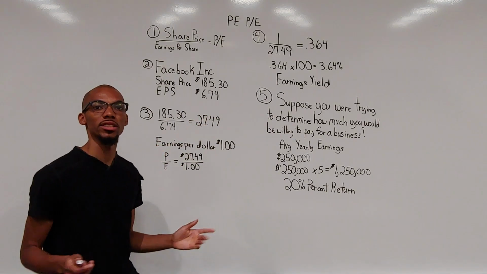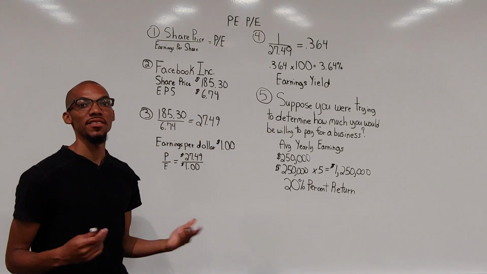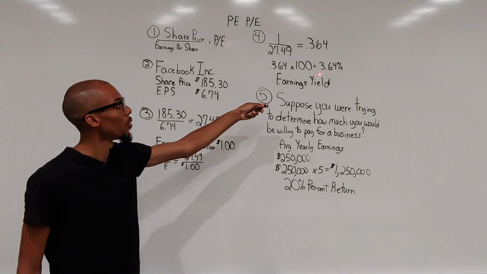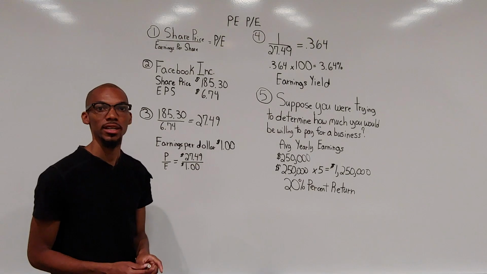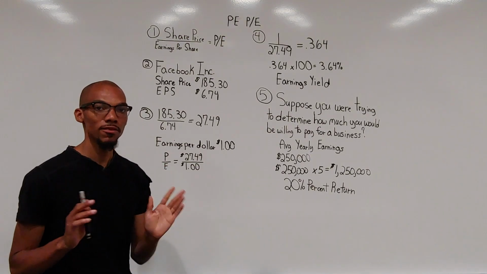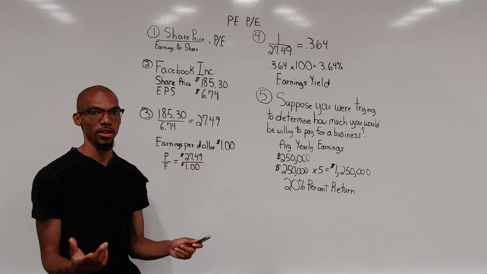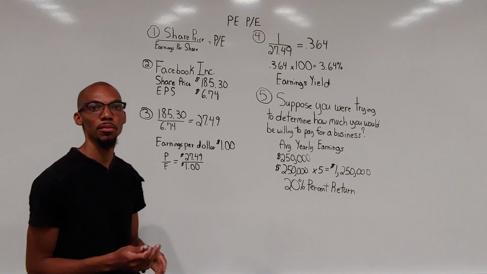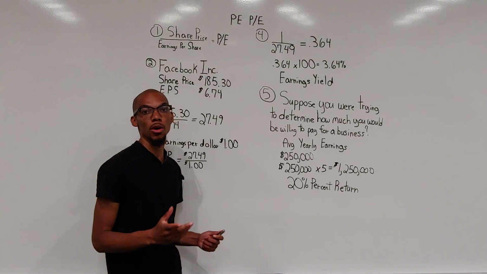So this is equivalent to saying if the company paid dividend proportional to their earnings, you would have gotten a 3.64% return. Now, do not confuse this for the overall rate of return because we're just assessing it based off of the earnings and not by the current demand of the market.